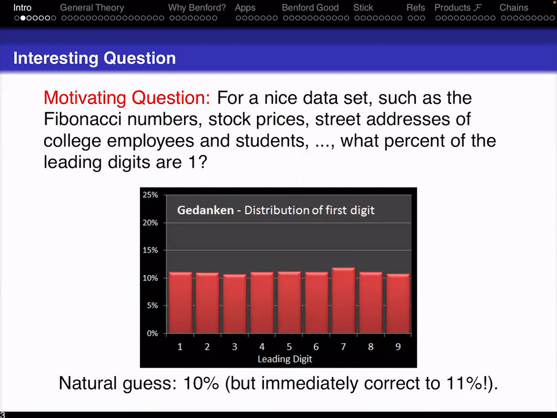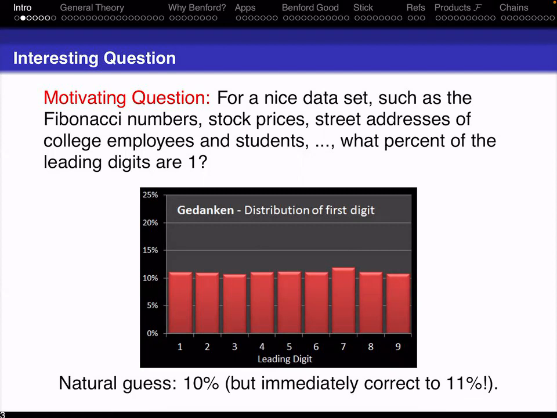Well, you correct. You're not going to start off with 0, because we write numbers in scientific notation. So if the number is 0.0053, you would write it as 5.3 times 10 to the negative 3. So the only number that has a leading digit of 0 is 0. And so frequently we just remove all the zeros from the data set that we're looking at. And so you might expect 11% of the time to see each digit.